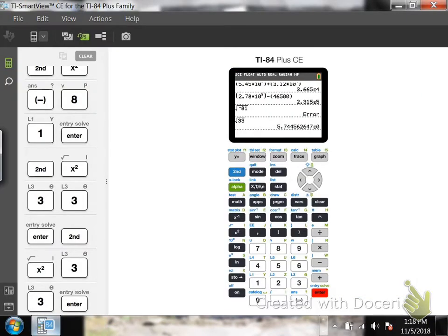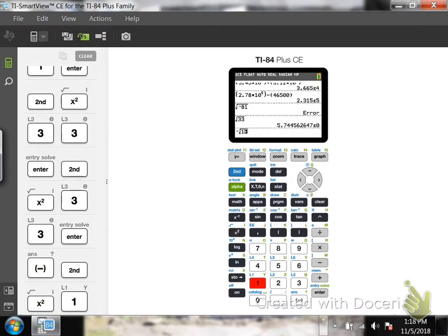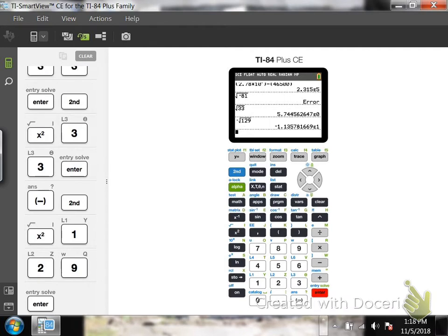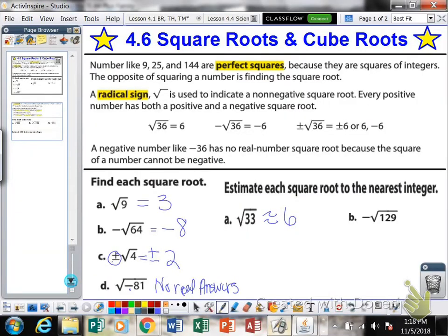Negative square root of 129. The negative's on the outside, so we're good to go. So negative second square root 129, and we get negative 11.35781669. I'm still in scientific notation, so don't worry about that. But the nearest integer would be negative 11. So we say approximately negative 11.